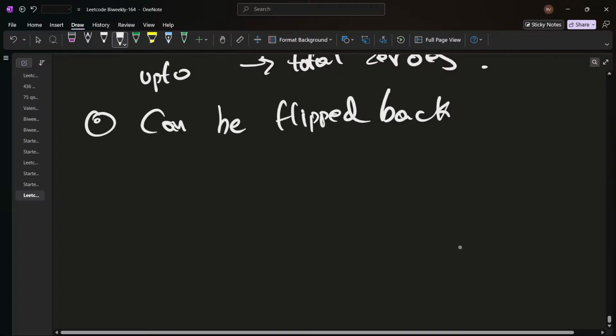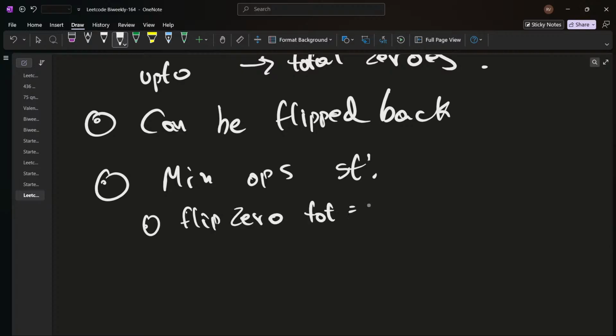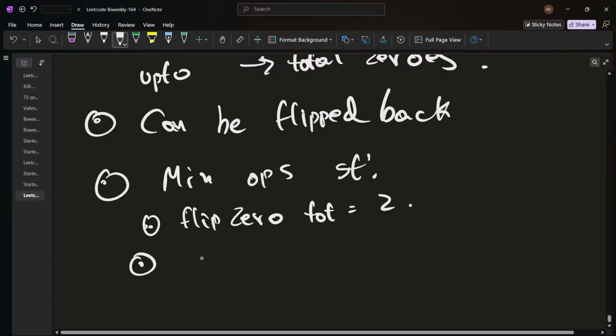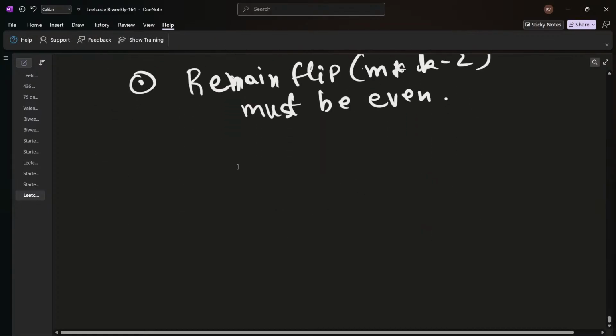Also, the minimum operations should be found such that, first, the total flips of zeros is equal to z, and the next one is the remaining flips: m into k minus z must be even. Must be even. Done. Next point.